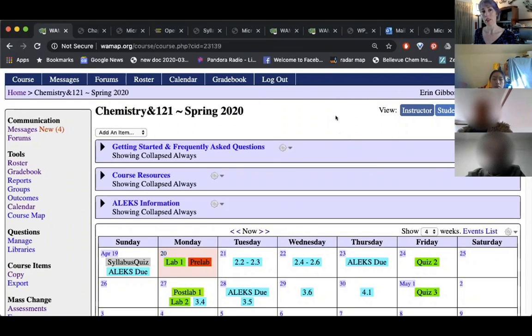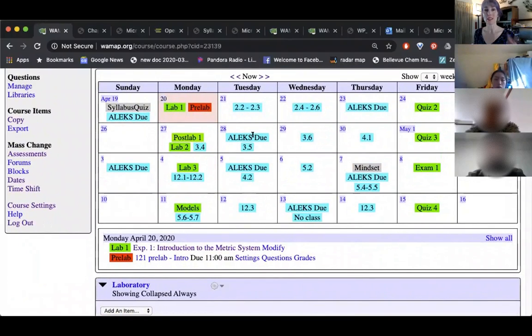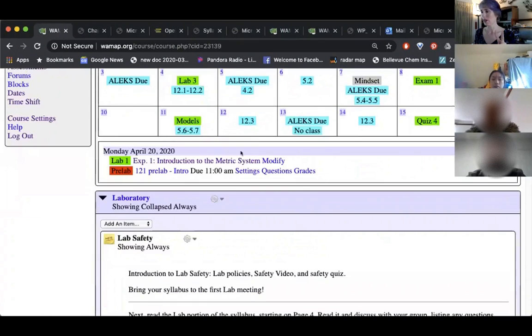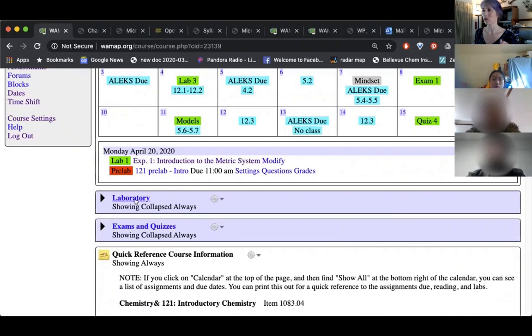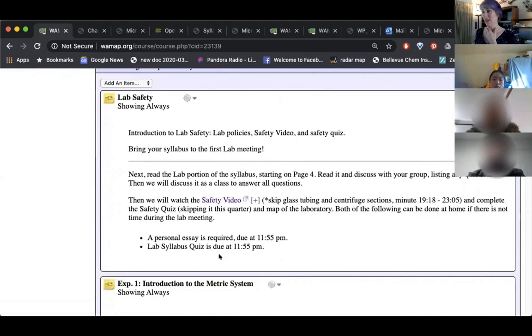I'll show you where the lab information is and talk a little bit about having lab today. Let's see. There are two ways to get to the lab information. One is to go in here. Anywhere there's a little triangle, you can open and close it. And we did the lab safety already.